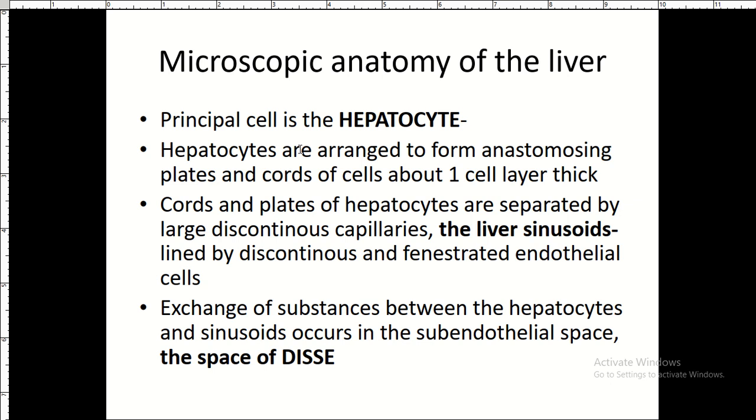Remember, sinusoids are discontinuous capillaries. What does discontinuous capillary mean? It means that they have a discontinuous basal lamina and fenestrated endothelial cells, right? And there's going to be a small space between the sinusoids and the hepatocytes. That is called the space of Disse, or the subendothelial space, right? So this space is very important because there are cells and substances that are going to be found within the space that you have to know.